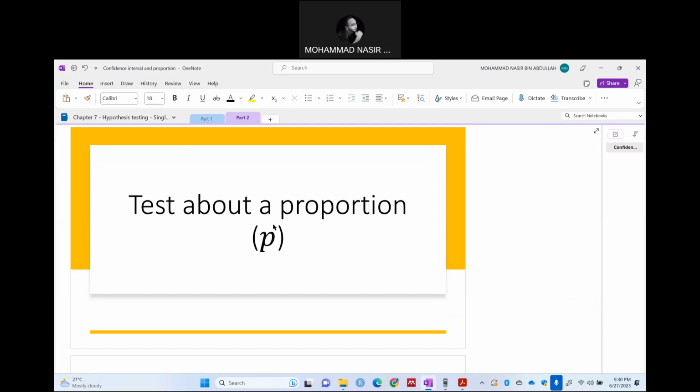All right, let's continue. This is the last part of chapter number 7. And next week, we will have quiz number 2. We'll cover until chapter number 7. Most probably online, and I would prefer multiple choice questions, but it depends on Dr. Ibrahim. Okay. So, test about proportion.